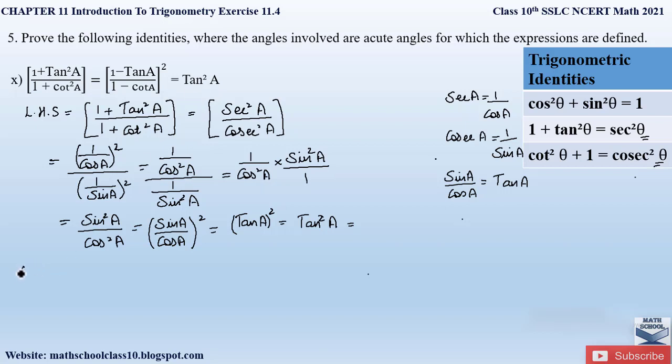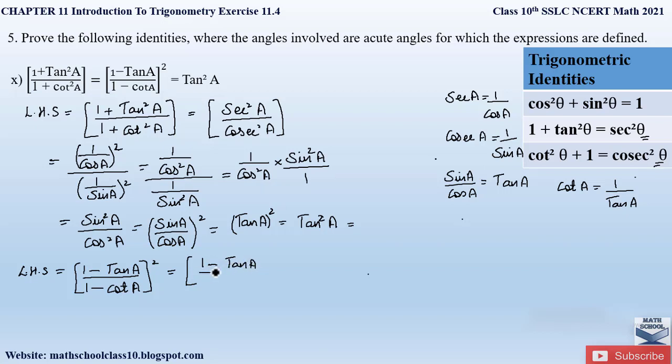So again we are considering the second part of our left hand side, where 1 minus tan A divided by 1 minus cot A the whole square. Since we have to obtain the right hand side as tan square A, let us convert this cot also into tan. So cot A can be written as 1 by tan A. So let us substitute cot A as 1 by tan A. We will get 1 minus tan A divided by 1 minus 1 by tan A.